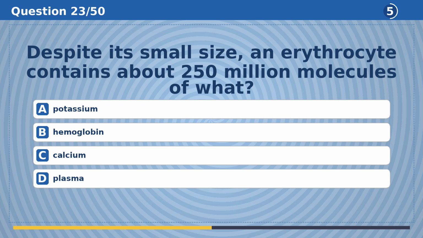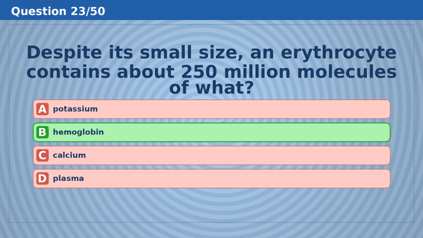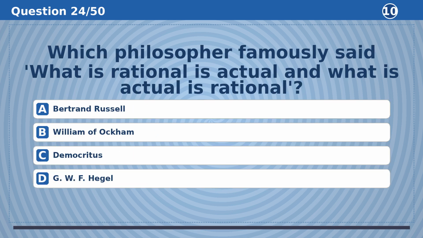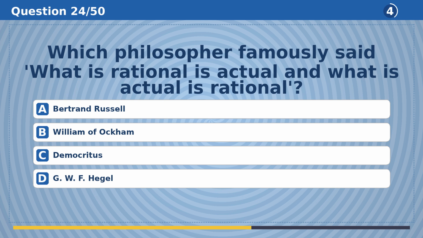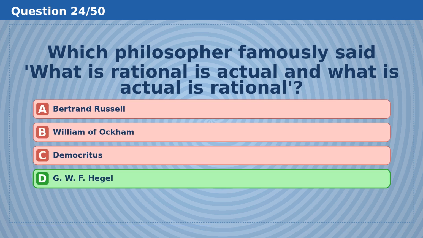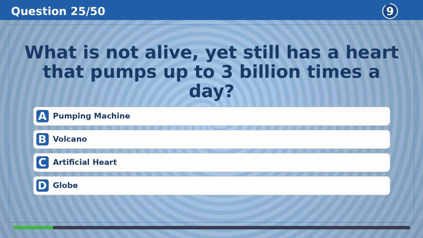Despite its small size, an erythrocyte contains about 250 million molecules of what? The answer is B, hemoglobin. Which philosopher famously said what is rational is actual and what is actual is rational? The answer is D, G.W. of Hegel.